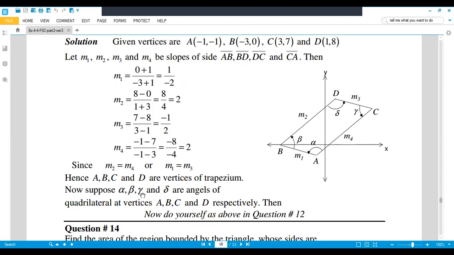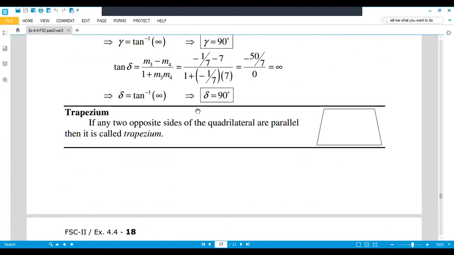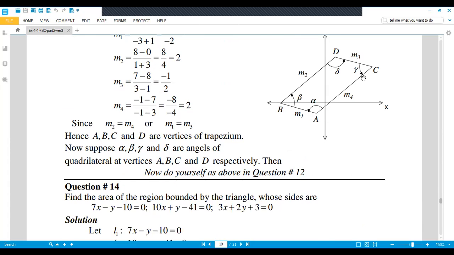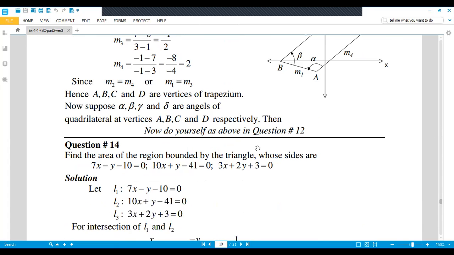Now suppose alpha, beta and gamma are angles of the quadrilateral with vertices A, B, C, D. So just like question number 12, you have to find the angle by yourself. Look at the figure, and from the direction you can easily find the angle. Look, alpha is between M1 and M4. So what will you take? Tan alpha is M1 minus M4 divided by 1 plus M1 M4. So you will put in the values of M1 and M4, and you will get alpha. So solve it just like question number 12.